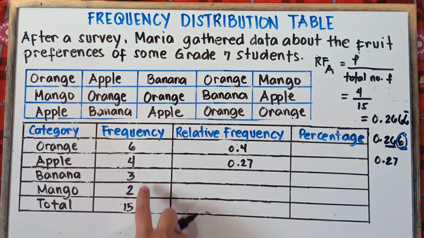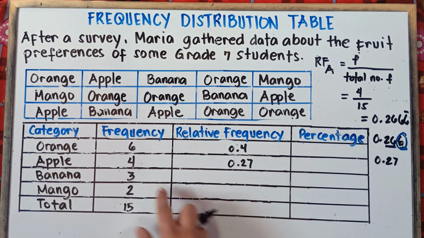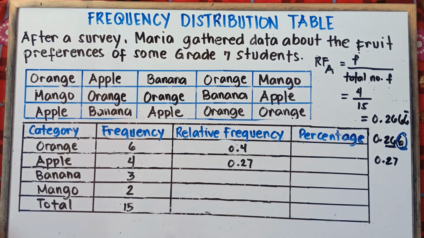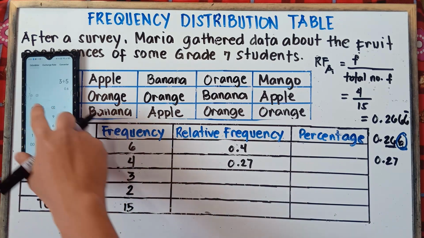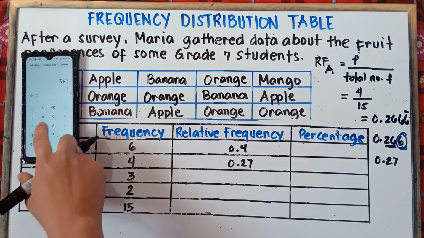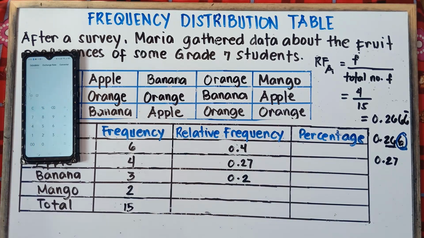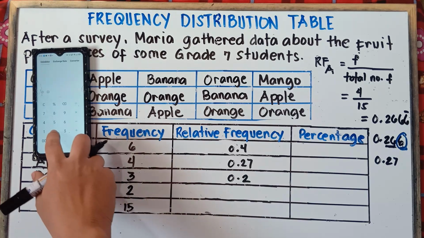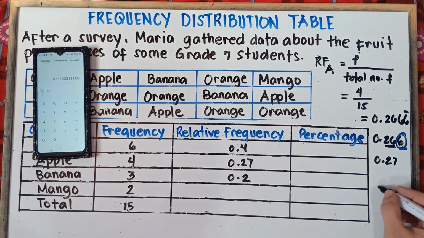Alright, and then this one, 3 divided by 15. We don't have enough space, so our solution. Just remember this one, class. The frequency in this particular row, divide by the total. So, 3 divided by 15, and the answer is 0.2. Alright, and then the last one, mango. So, 2 divided by 15.